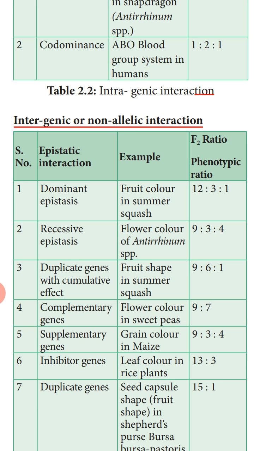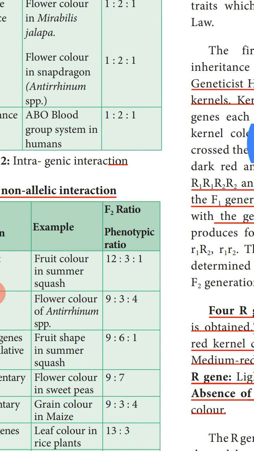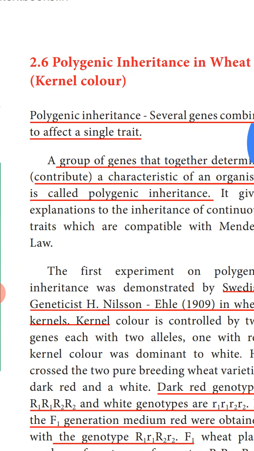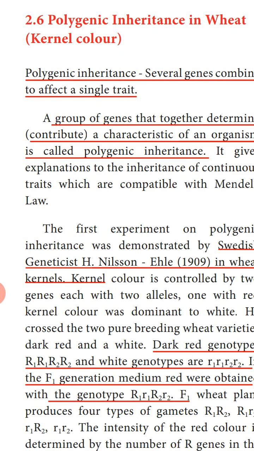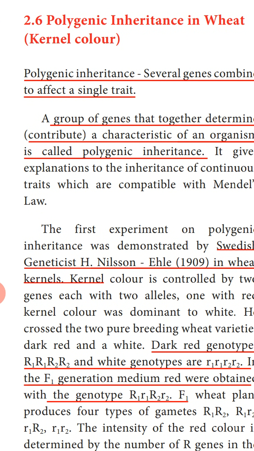Next, we complete the intergenic gene interaction. Next, we are going to study polygenic inheritance in wheat. So that is the kernel color in the wheat plant.